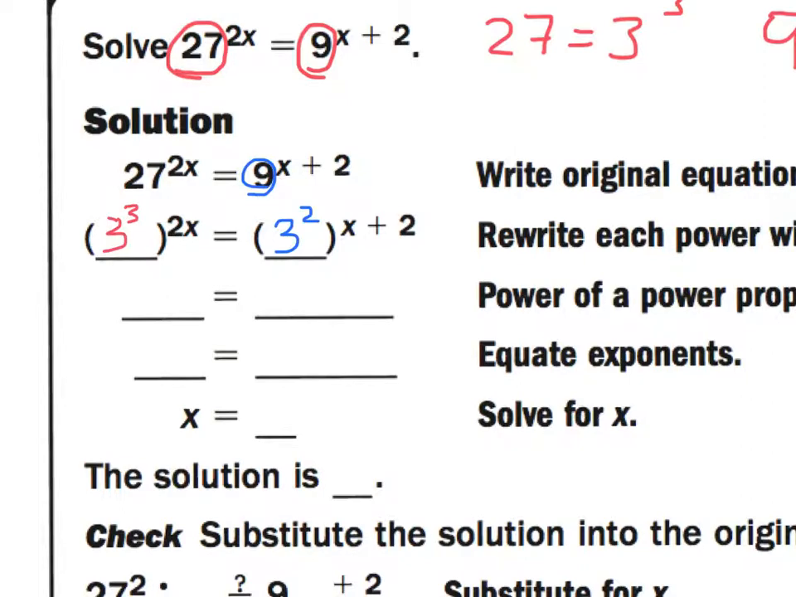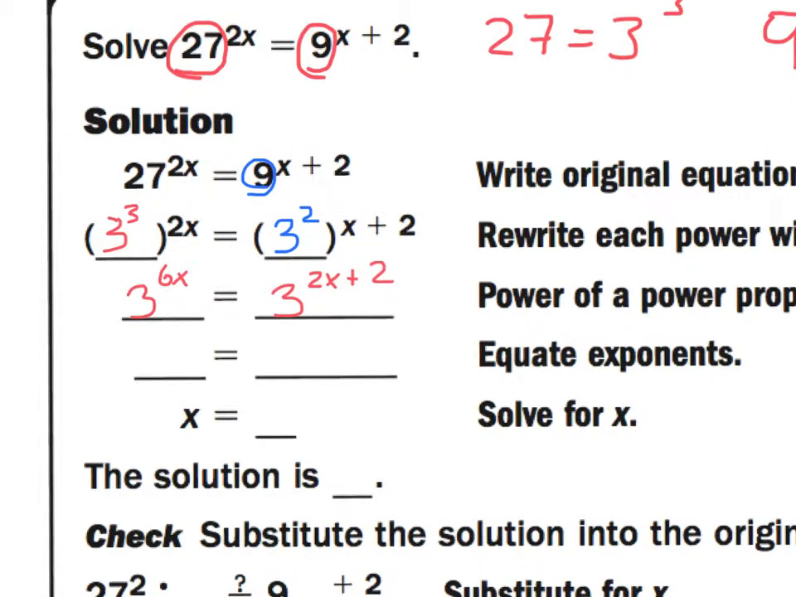Next, power of a power says when you have a power being raised to a power, we multiply the exponents. So this 2 here is going to distribute to the x plus 2, and this 3 times 2 is going to have a product. So now I get 3 to the 6x, and over here I get 3 to the 2x plus 2. Notice this 2 is distributing to both of those.